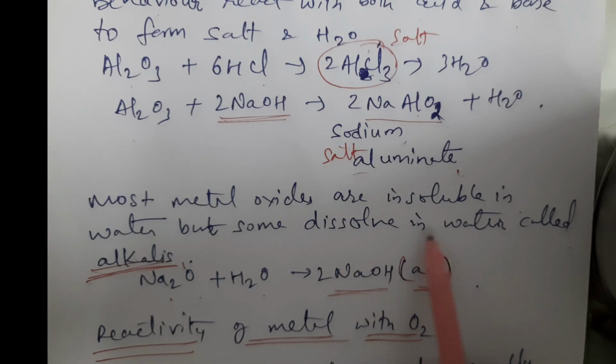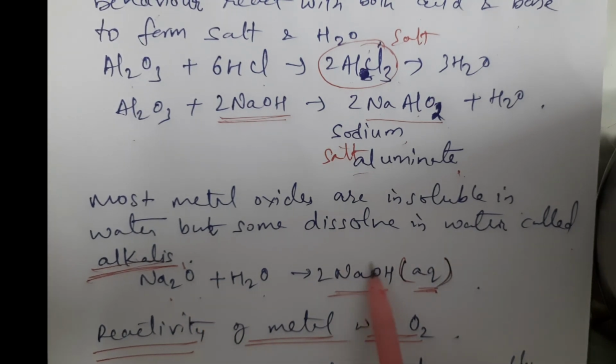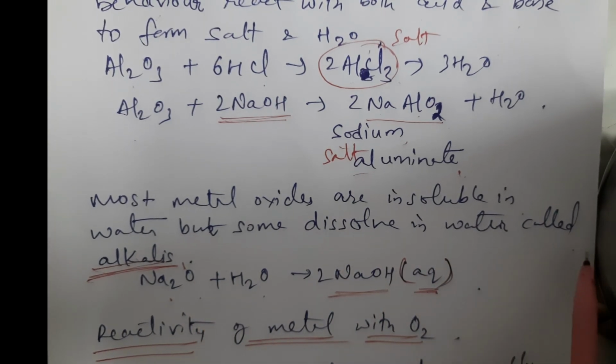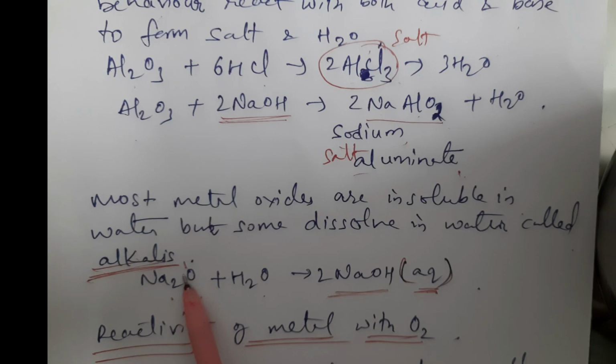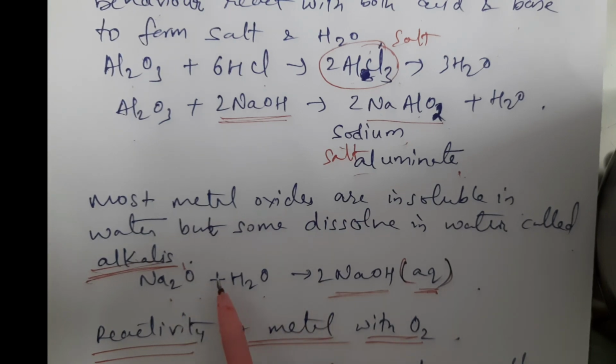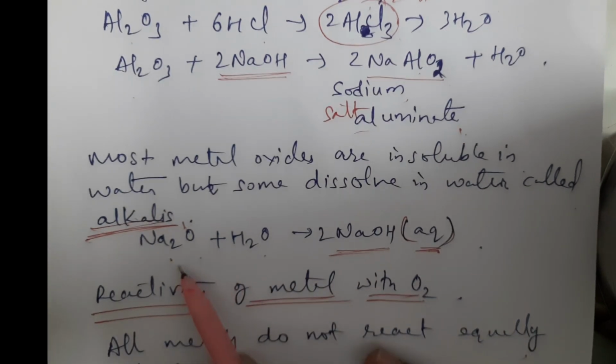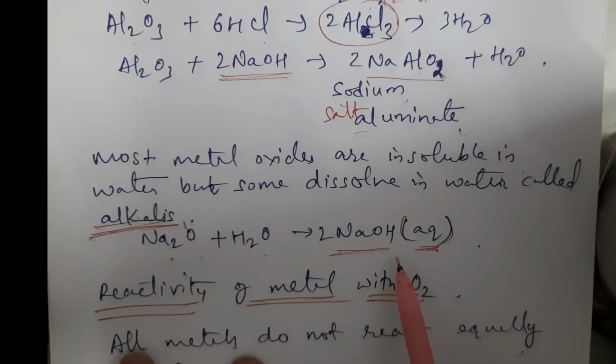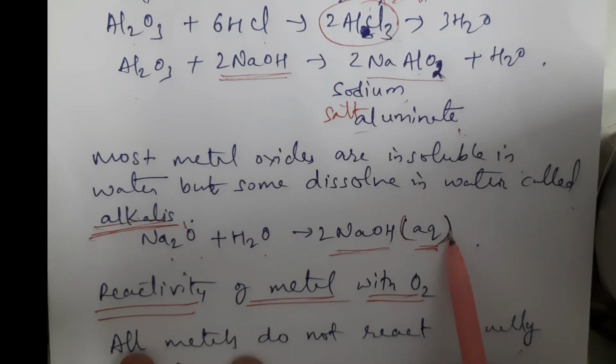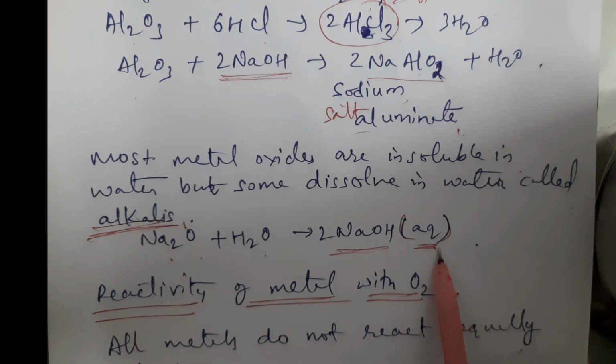Most metal oxides are insoluble in water, but some dissolve in water and they are called alkalis. So water-soluble metal oxides are called alkalis. This is also one of the important questions. Na2O plus water will form 2NaOH. The aq here represents that it dissolves in water.